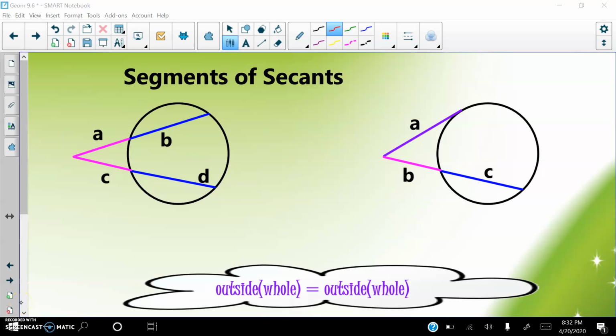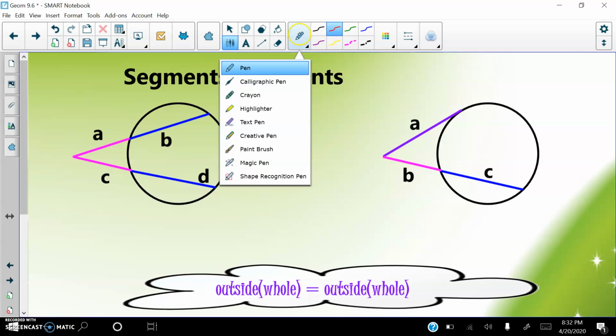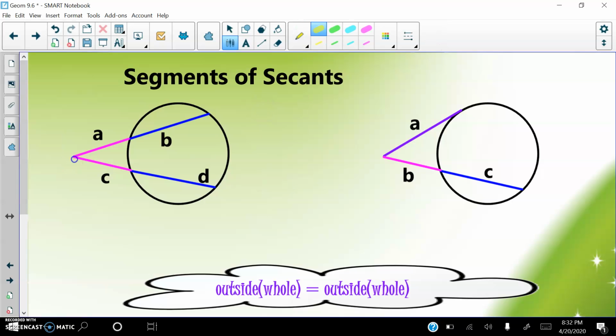And we're back with part dos. This is going to be a segment of secants. If we remember, a secant line is a line that goes through a circle twice. So right here, it goes through this circle twice. It's going to look kind of weird, but I'm going to try and make it as easy as I possibly can.